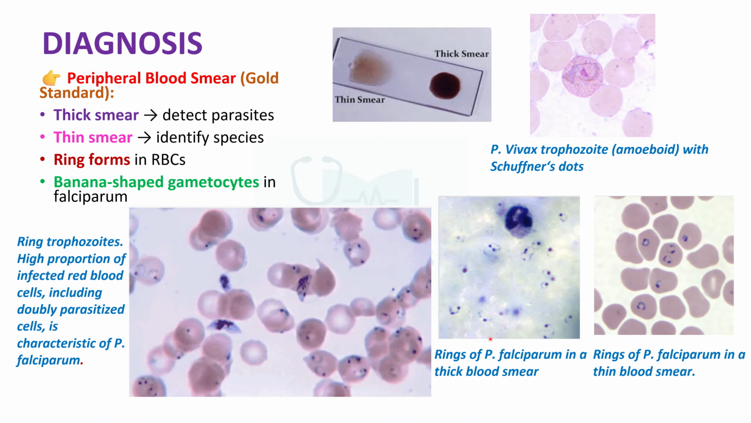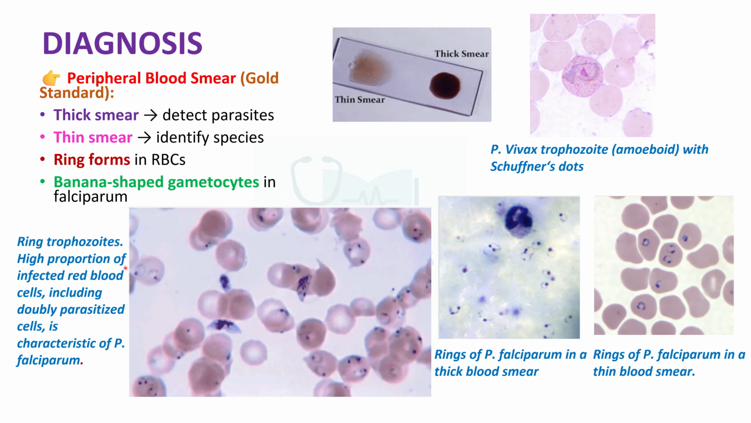Now this picture shows thick smear. You can see background of so many RBCs and inside these RBCs you can see ring forms. So these are rings of falciparum in a thick blood smear. Now this is a picture of thin blood smear. You can see less number of RBCs and inside these RBCs there are ring forms. So these are rings of Plasmodium falciparum in a thin blood smear. In this picture you can see banana shaped gametocytes of falciparum.